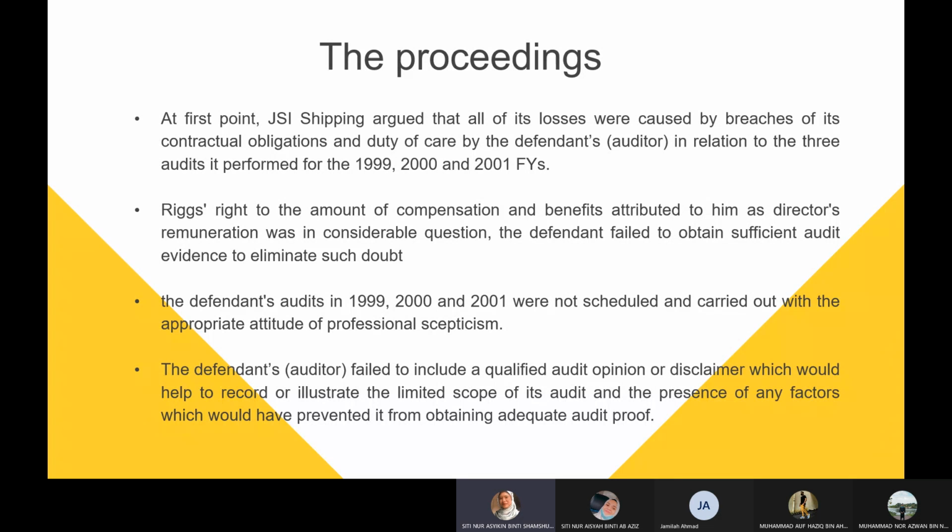The amount of compensation and benefit attributed to him as director remuneration was in considerable question. The defender failed to obtain sufficient audit evidence to eliminate such doubt. The defender's audits in 1999, 2000 and 2001 were not planned and carried out with the accurate attitude of professional skepticism. The defender as auditor failed to include a qualified audit opinion or disclaimer which would have recorded the limited scope of its audit and the presence of any factor which would have prevented it from obtaining adequate audit proof. Next slide.